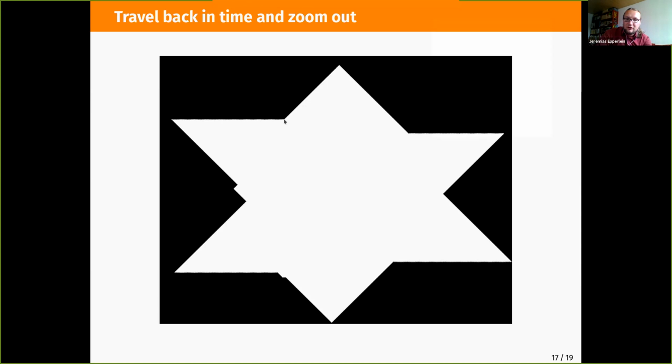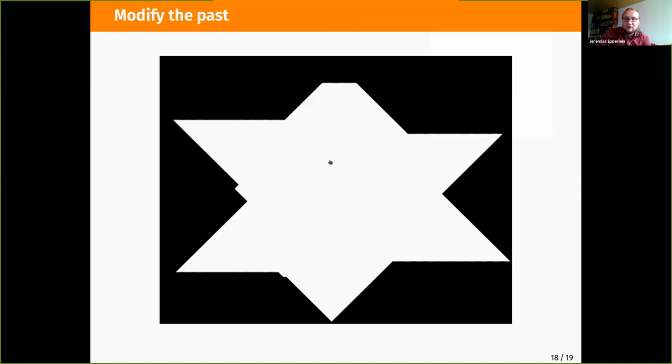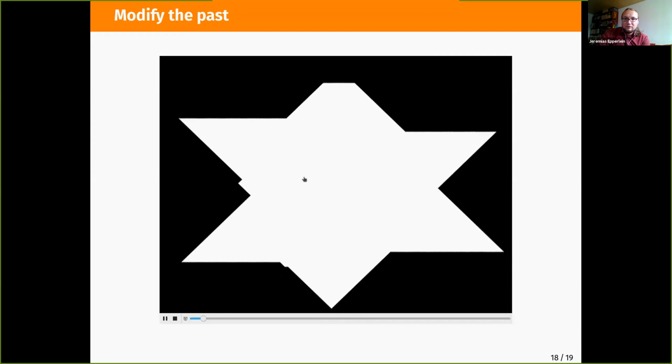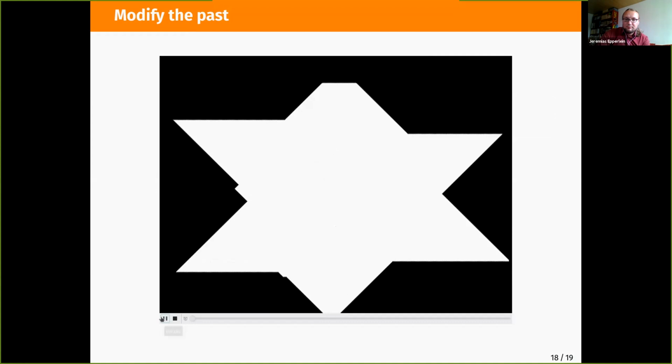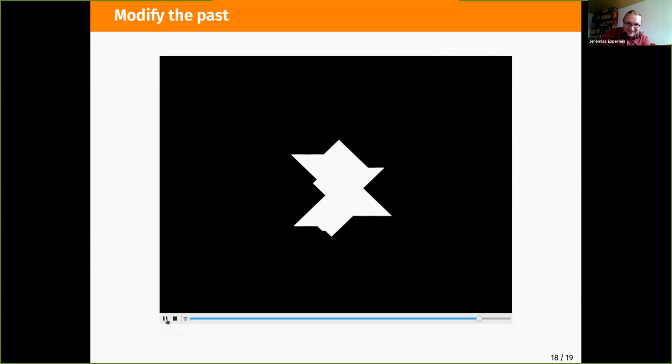And now we can just modify the past. So we just cut off this vertex here by another horoball. And then we let time run again in the right direction. So how do I get rid of this here? Maybe like this. Okay. And then you see if we go in forward time again, our modification disappeared and we end up with the same set we started with.